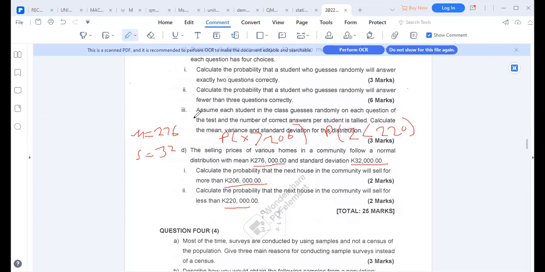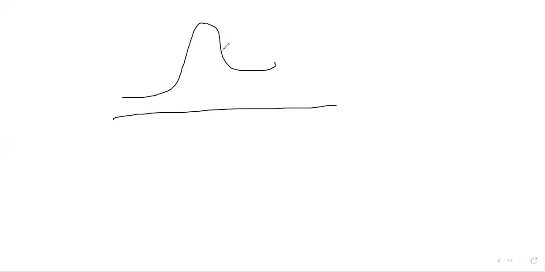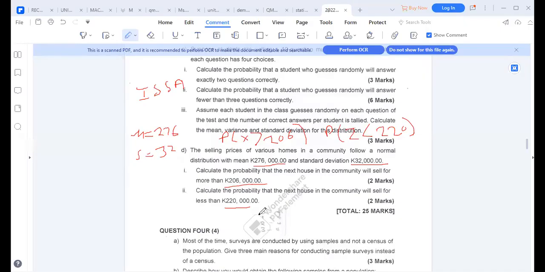So what are we going to do? ISA. What does ISA say? Illustrate, standardize, shade, and apply. So if we're going to illustrate, it simply means that our mean, which is standardized as 0, is, in this case, our mean is what? 276. So what is going to be in the middle? 276.